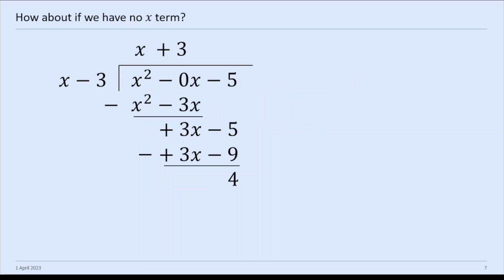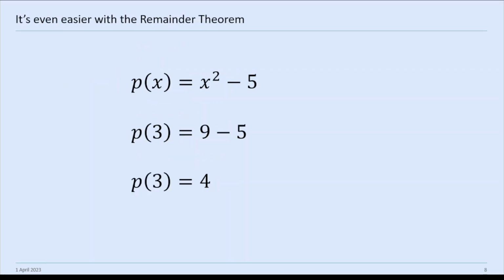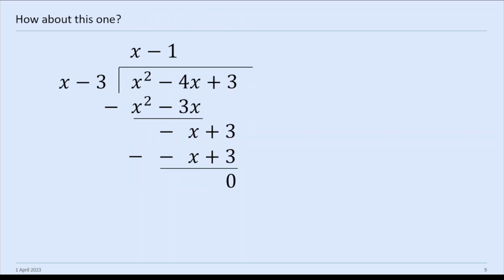Here's one where we've got no x term, so this is just x squared minus 5 as the polynomial. When we do the division here, we say how many x's in x squared? Well, the answer is x. x times x minus 3 gives us x squared minus 3x. Subtract them, you get plus 3x. Take down the minus 5. How many x's in 3x? Well, it's just plus 3. And then 3 times x minus 3 is 3x minus 9. Subtract them and you get plus 4. The remainder theorem just allows us to do it. You just put in the 3 for x, so you get 9 minus 5 is 4.